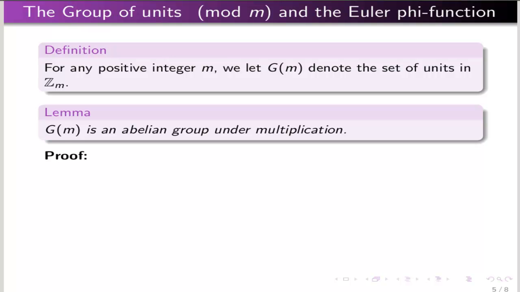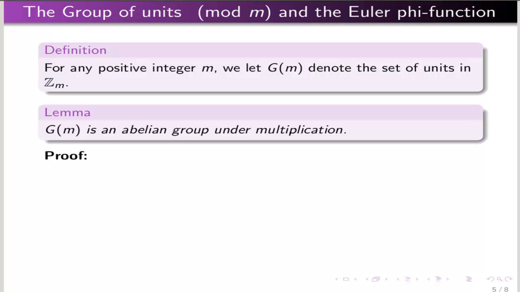Okay, the group of units mod m. For any positive integer m, I'll let G_m denote the set of all units in Z mod m. As we had observed earlier, the set of units in any ring forms a group. And G_m thus is an abelian group under multiplication.